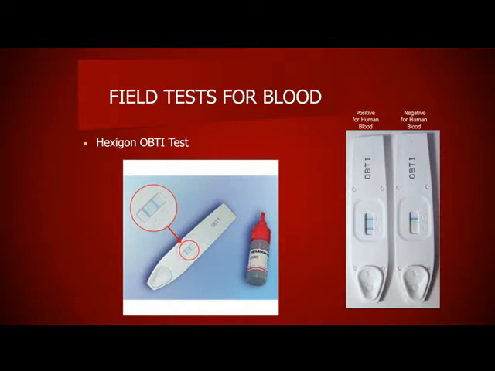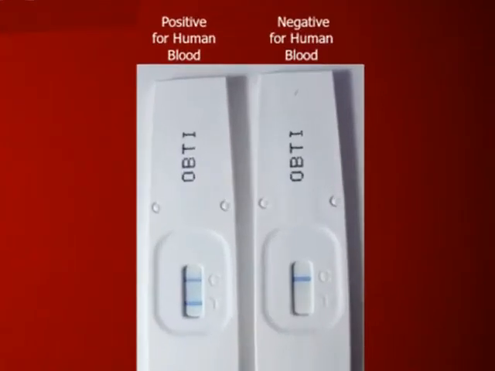Another field test for detecting blood is the Hexagon OBTI test. This is a test to determine if blood is human or animal. It is similar to a home pregnancy strip. The absorbent strip contains blue particles and monoclonal anti-human hemoglobin antibodies, which determine your immune system response to allergies and infections. The control indicator, which is labeled C, has a blue stripe to indicate a valid test.